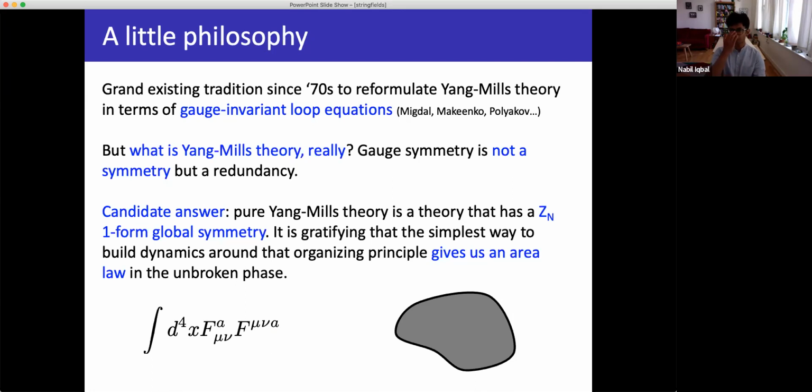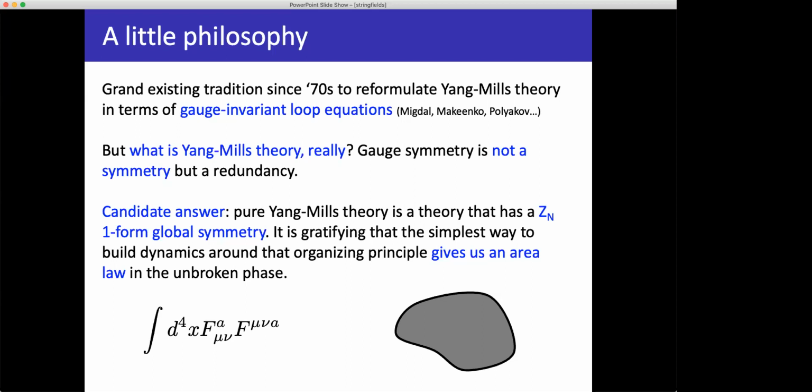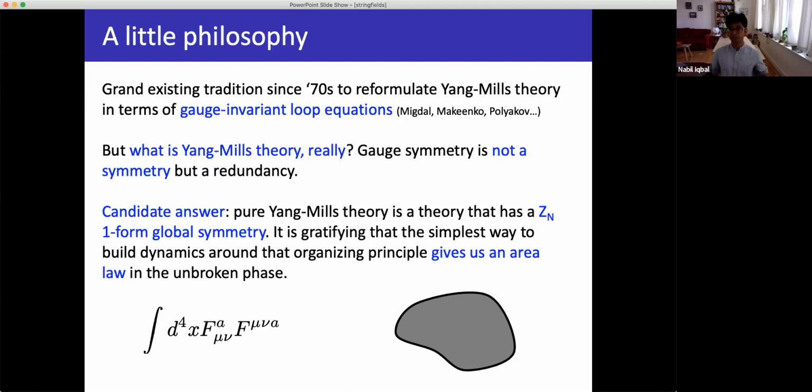But now, from a modern point of view, I might ask you the following question. What is Yang-Mills theory exactly? Yang-Mills theory is a theory with gauge symmetry, but gauge symmetry isn't a symmetry at all. It's just a redundancy of our description. So someone gives you, for example, a chunk of metal or a piece of AdS space and says, is this a gauge theory? How do you answer that question? It's really not clear. And it's not clear to me this question has an answer.